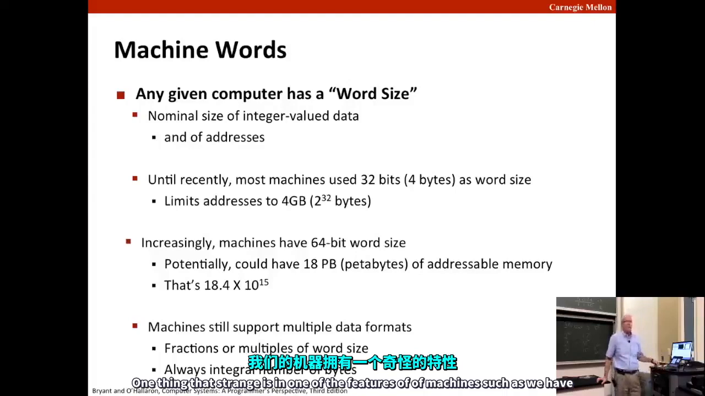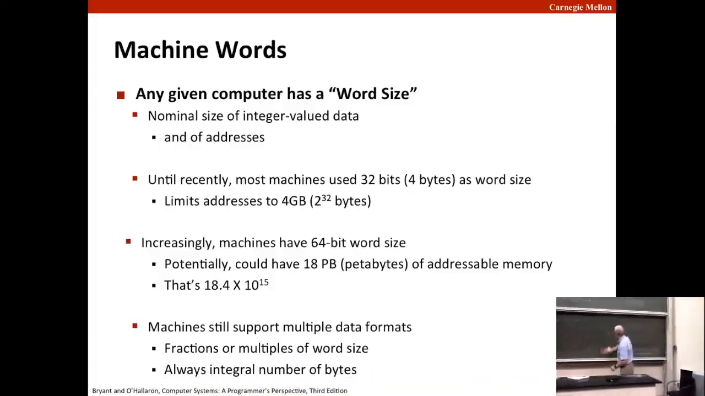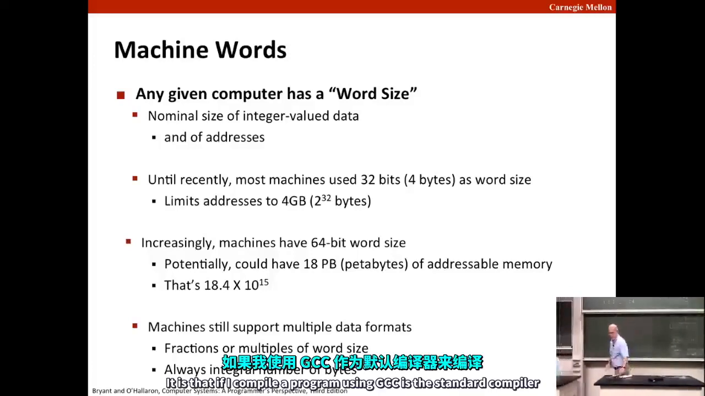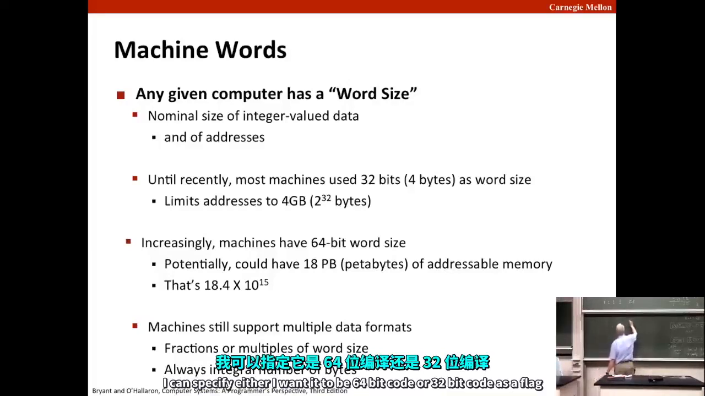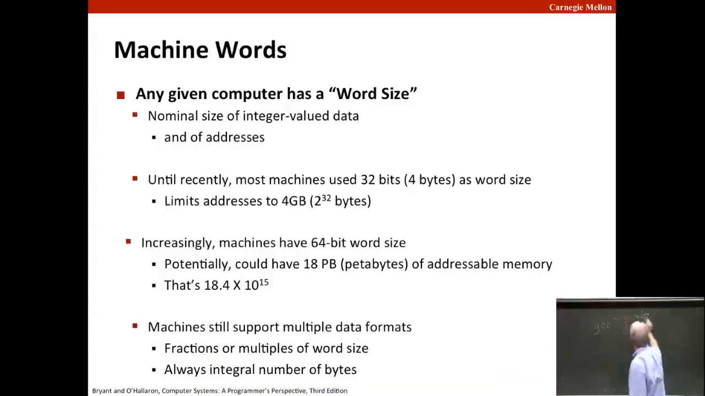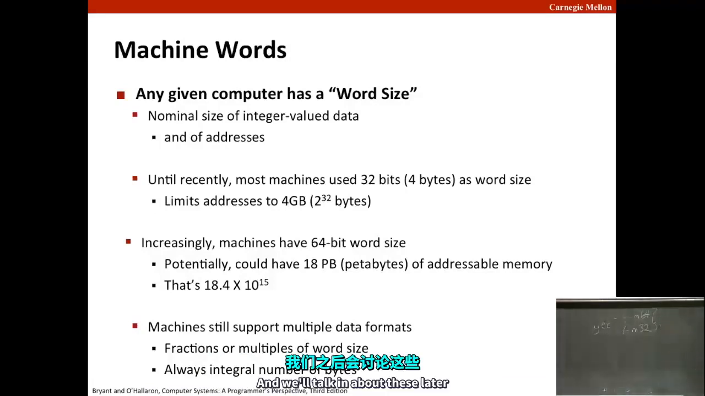One thing that's strange about machines such as we have is that if I compile a program using GCC as the standard compiler, I can specify as a flag that I want it to be either 64-bit code or 32-bit code. And it will actually generate two different kinds of object code as a result. And we'll talk about these later.